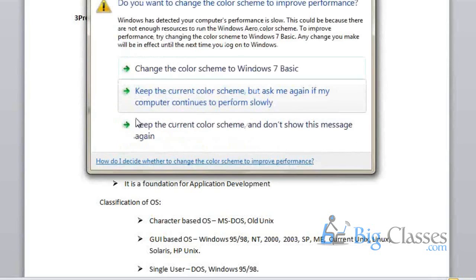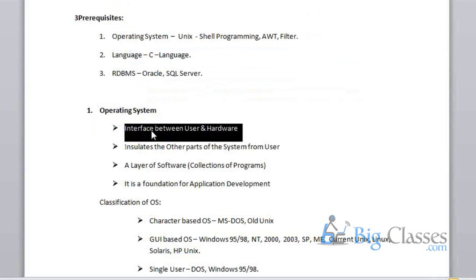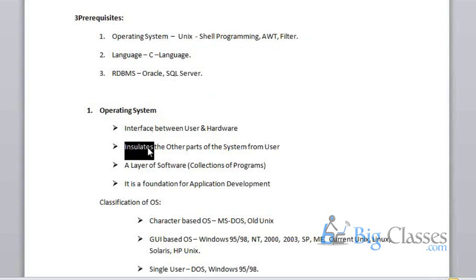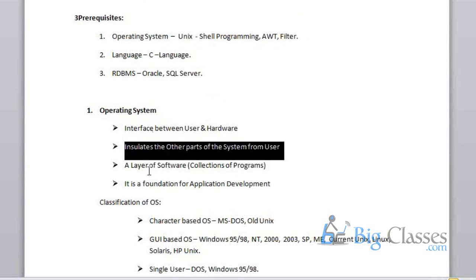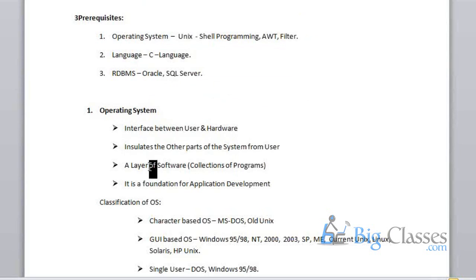You can see here operating system. Generally, what do we do with an operating system? An operating system is an interface between the user who is operating and the actual hardware present in it. The operating system insulates the other parts of the system from the user. The operating system is also called a layer of software, that is, a collection of several programs.